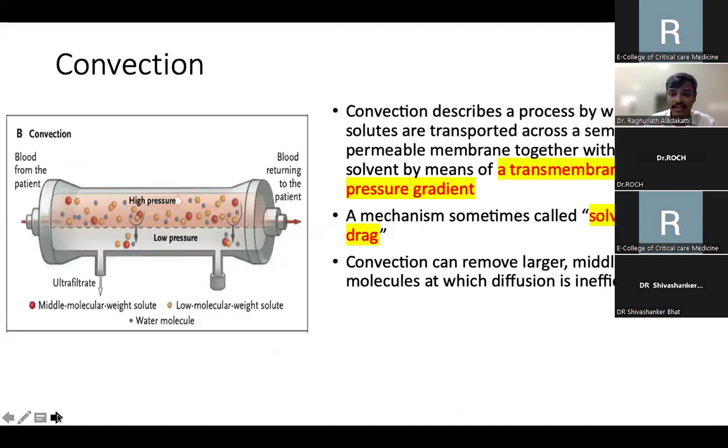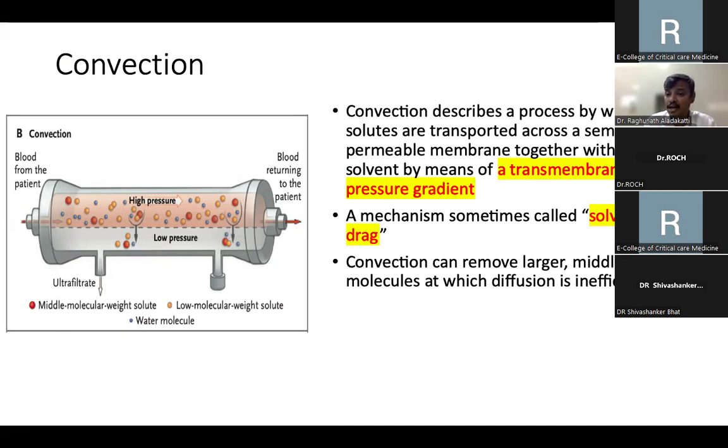The other most commonly used principle is convection. Convection describes the process by which solutes are transported across a semi-permeable membrane. In ultrafiltration, fluid is removed. Here, solutes are removed, transported across the semi-permeable membrane together with the solvent. Along with this solvent, this is what is called solvent drag.